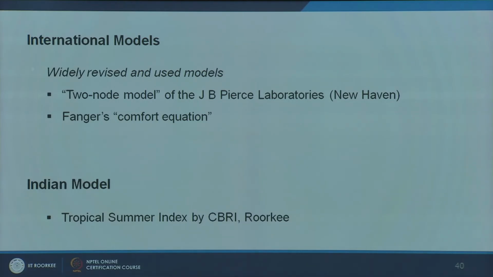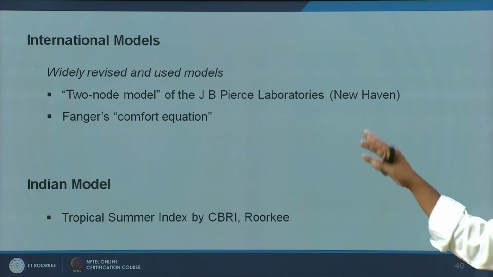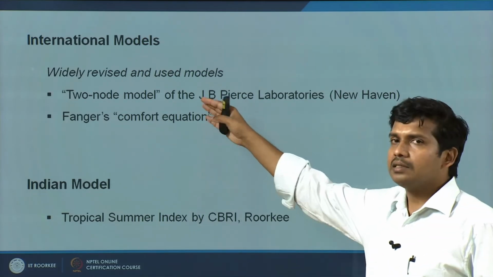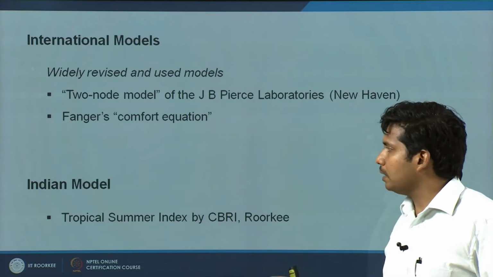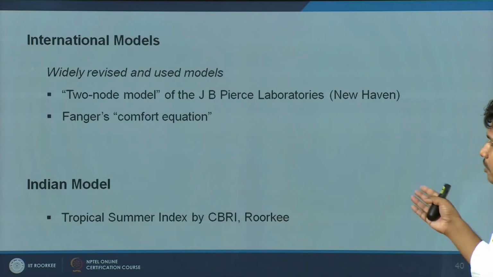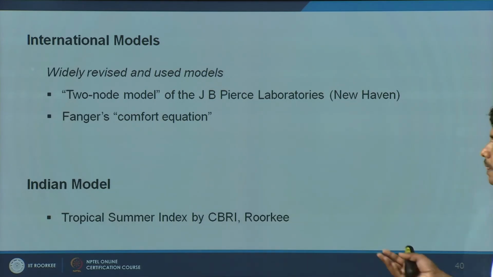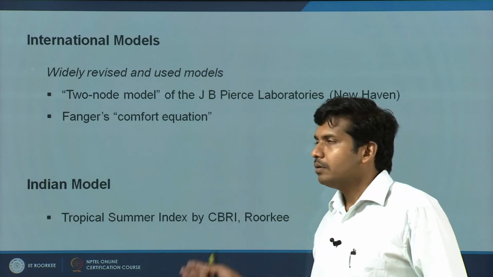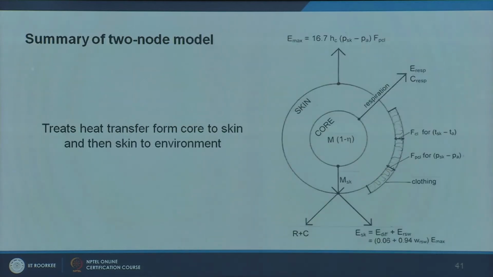And next is Fanger's comfort equation. Apart from this, you also have models like the Munich energy model. There are a lot of models, but these are the two most commonly used, and of course the Indian model developed at CBRI Roorkee way back in the 70s and 80s. This is the tropical summer index. We will look at two of these models more closely.